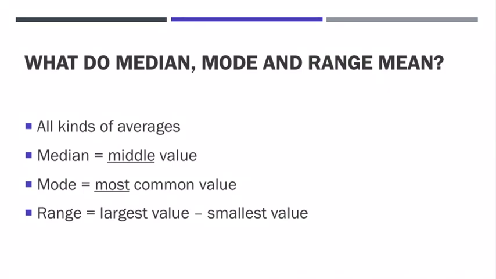Median means the middle value of a data set. The mode means the most common value. And the range means the difference between the biggest and the smallest. So the largest take away the smallest.